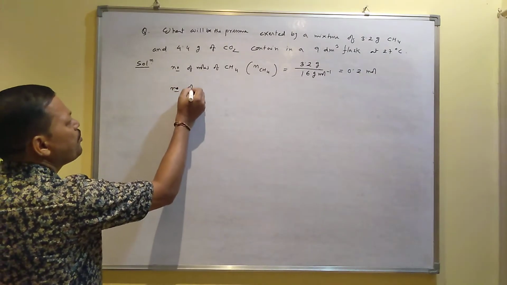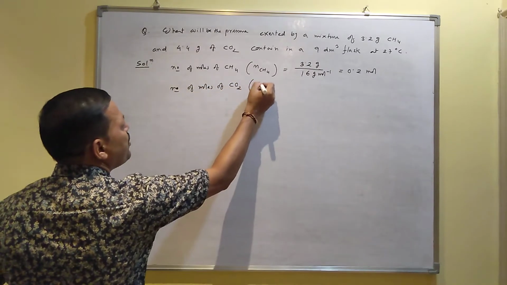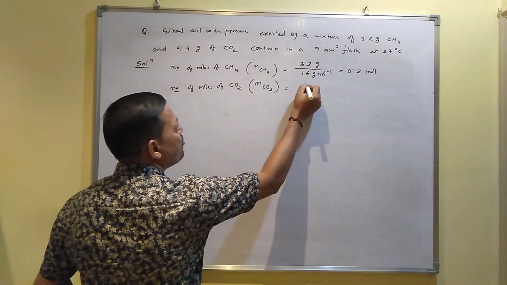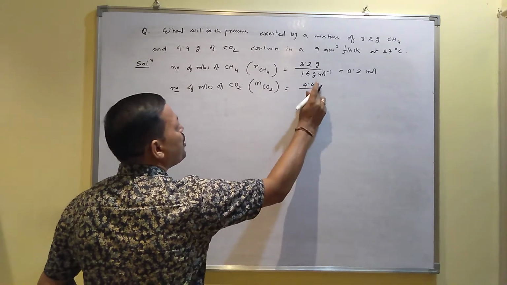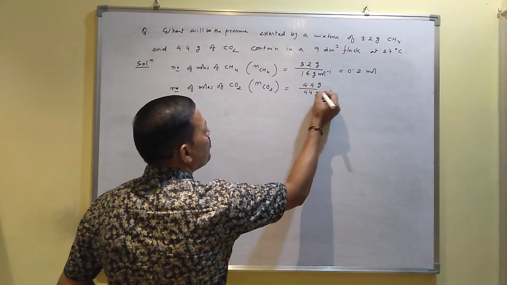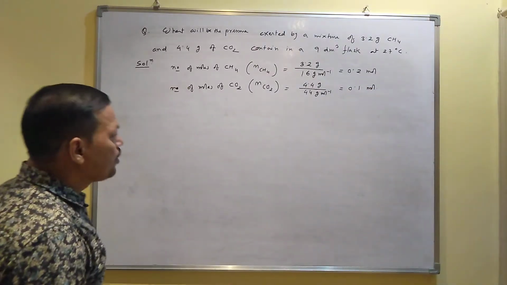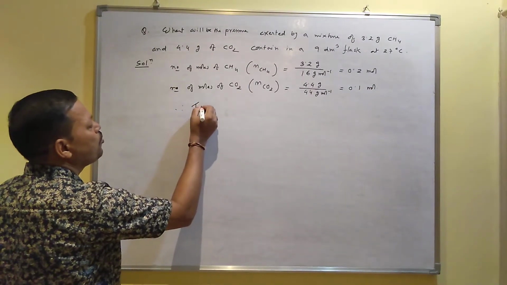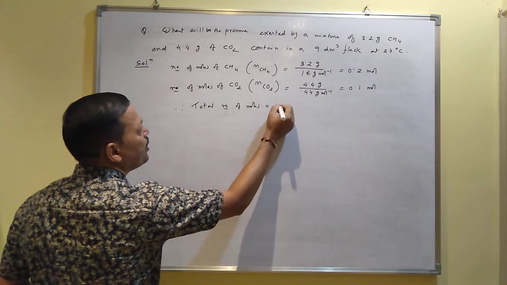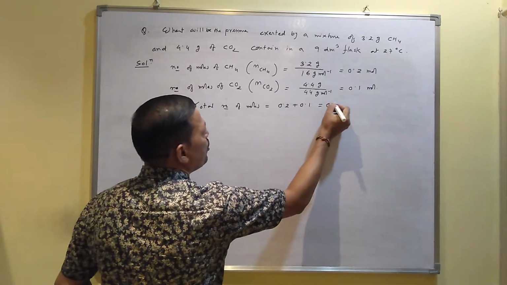Similarly, you determine the number of moles of carbon dioxide, represented by n CO2. The given mass of carbon dioxide is 4.4 and the molar mass of carbon dioxide is 44 gram per mole. Ultimately you will get 0.1 mole. Therefore, the total number of moles of the mixture is 0.2 plus 0.1, which is 0.3 mole.